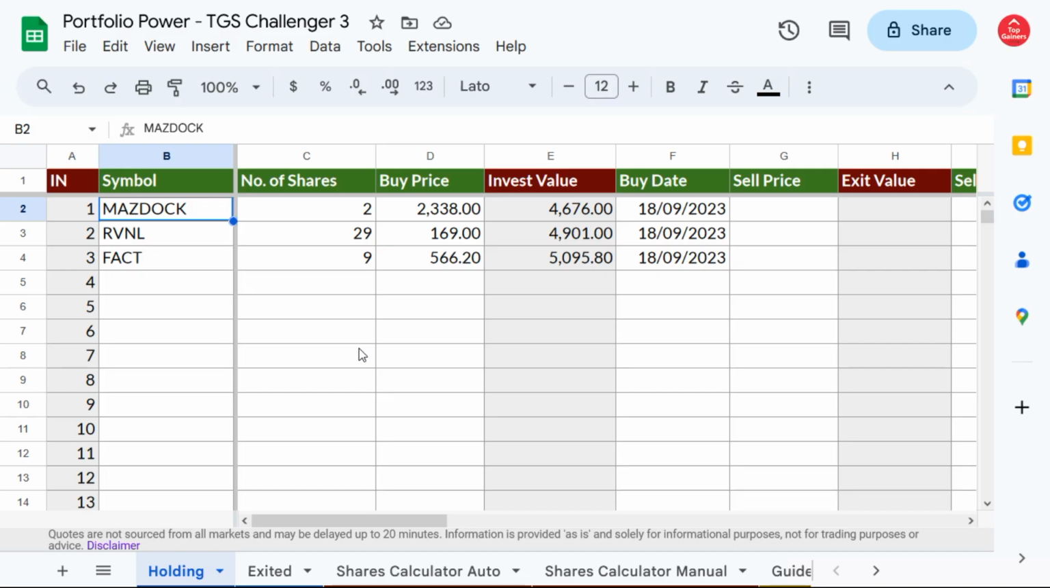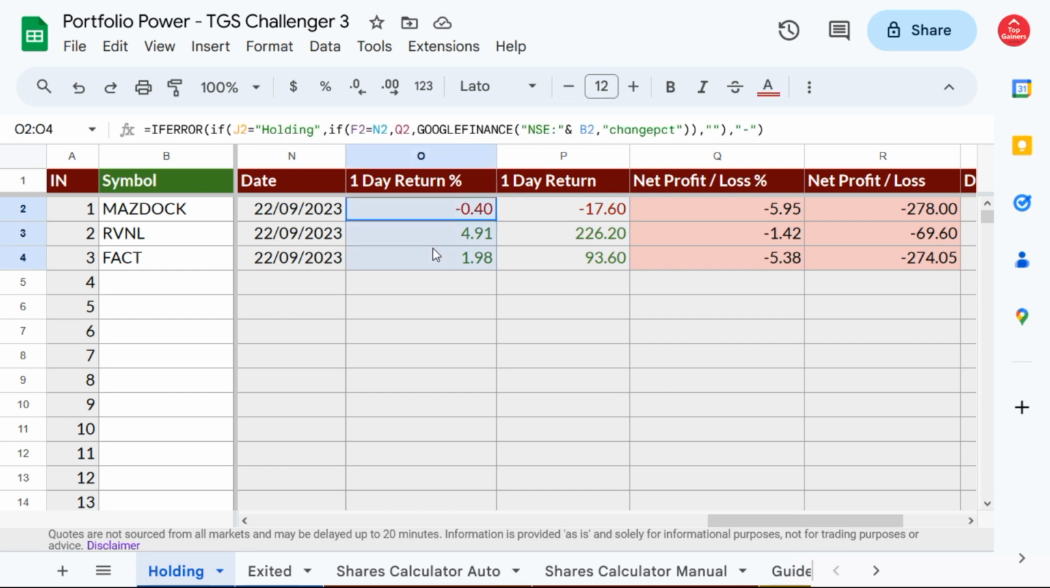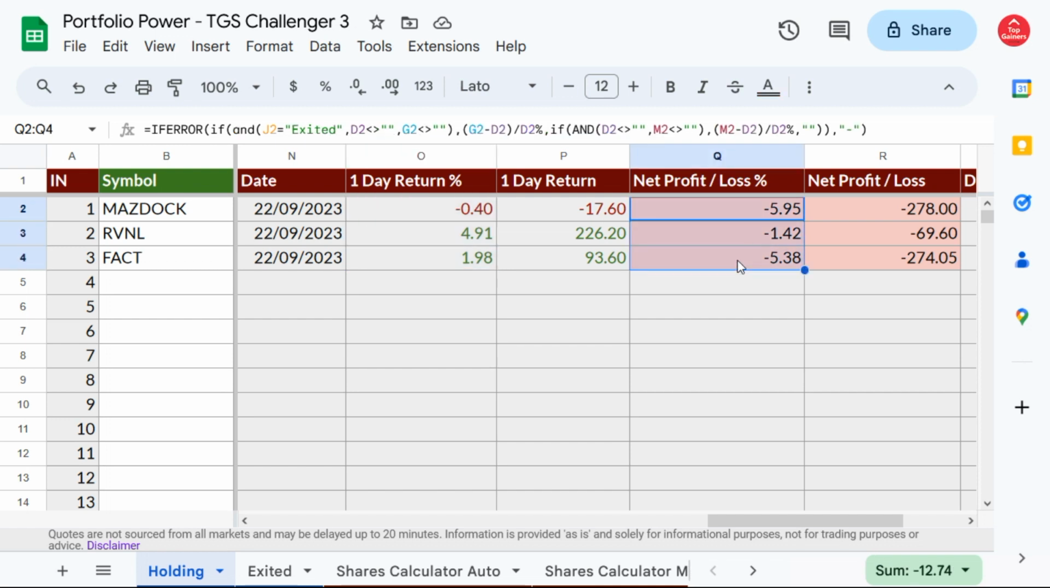We bought all the three stocks, that is Mazdoc, RVNL and FACT, on 18th of this month at the prices 2338, 169 and 566.2. And this is how they have performed till now. And this is how they have performed today. Two of them are positive and one of them is negative. And overall, they are still sitting with negative returns.